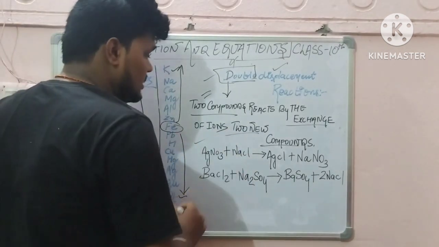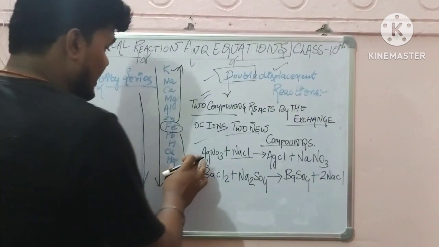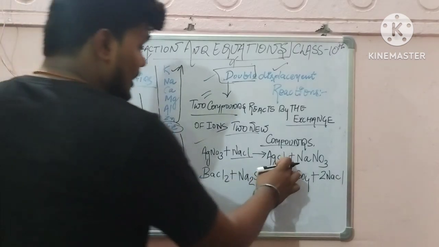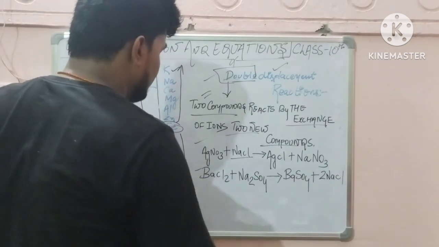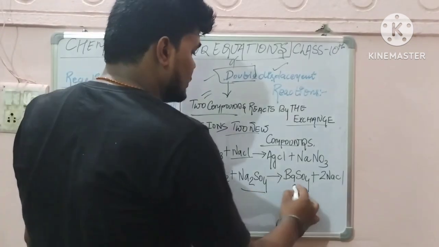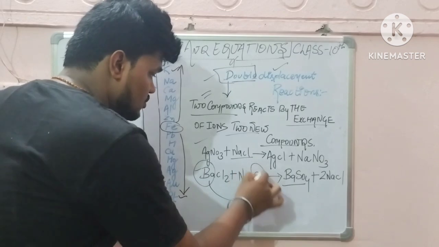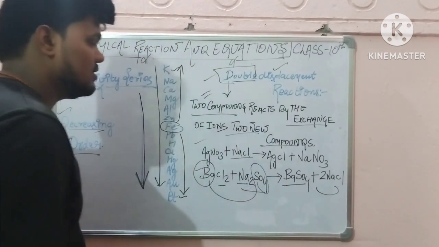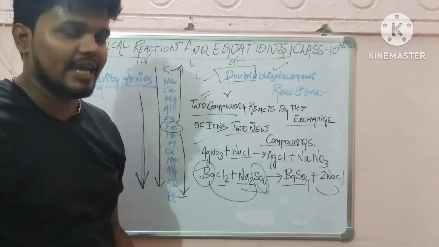Suppose we take AgNO3 and NaCl. Then what happens? AgCl plus NaNO3. Then we take BaCl2 plus Na2SO4, which gives BaSO4, formed with the SO4, and what remains is NaCl, which becomes 2NaCl. Okay, so this is the double displacement reaction.